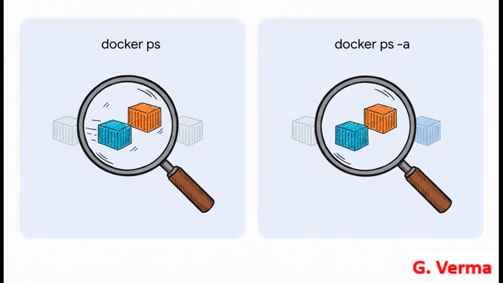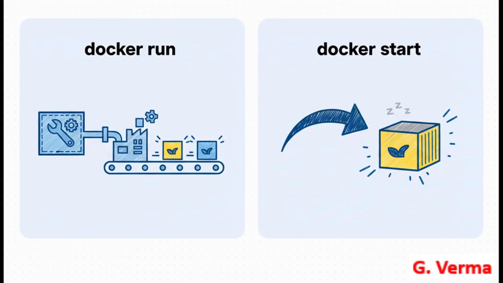Okay, this next one trips up everyone when they're starting out, so listen up. If you just type docker ps, you're only going to see containers that are currently running. Our hello world container runs, prints its message, and immediately stops, so it won't show up with just docker ps. You have to add that little -a flag, which stands for all, to see everything, including all the containers that have already stopped.